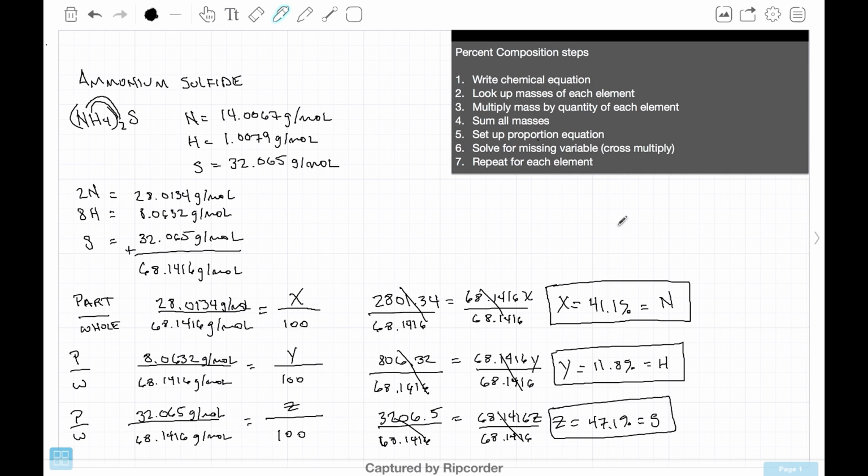One more step. You should always add your percentages together to make sure they come up to 100%. And indeed, these three do. And that's all for my percent composition.